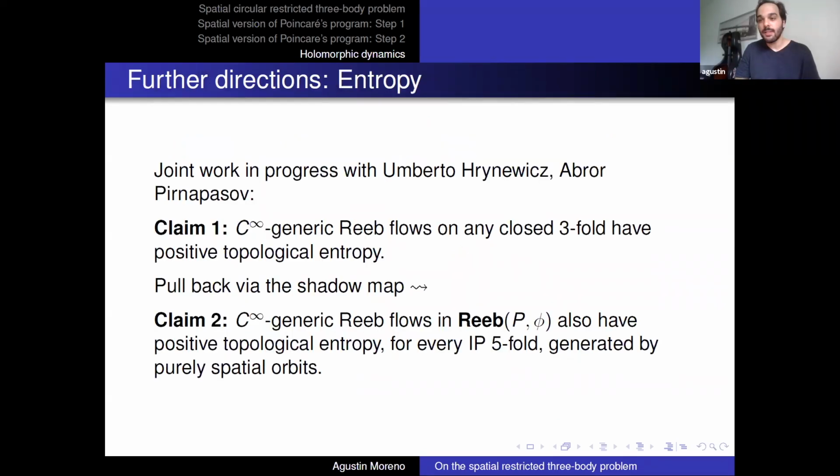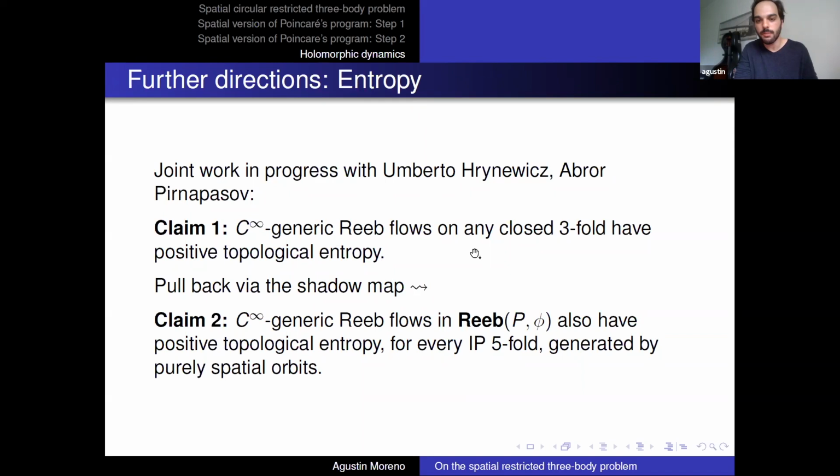So let me tell you about a further direction which fits into this philosophy of trying to lift what's going on in S3 to the fivefold. This is joint work with Umberto Hryniewicz and Aurora Konopasov. It has to do with entropy. The claim is that C infinity generic Reeb flows on any closed threefold have positive topological entropy, which is something that people have been looking at for some time, for different threefolds. People have proved it for different cases.